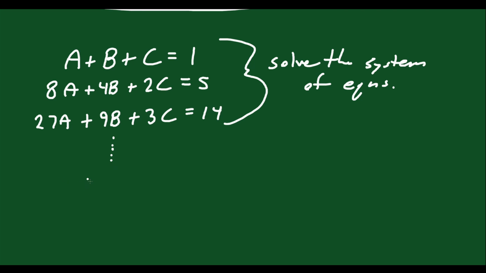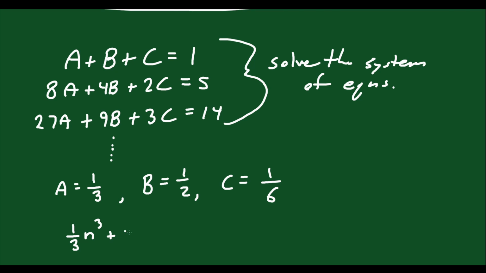The answers should be for a, b, and c: a is equal to a third, b is equal to a half, and c is equal to 1/6. And if that's the case, you can say that your function is 1/3 n cubed plus 1/2 n squared plus 1/6 n, and that is equal to the sum from i equals 0 to n of i squared.